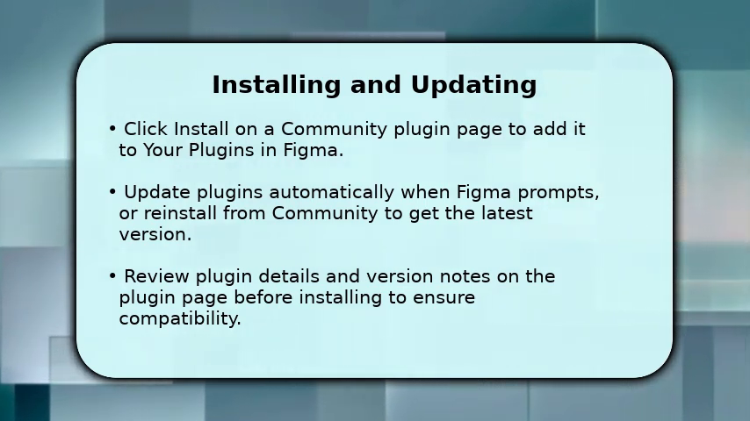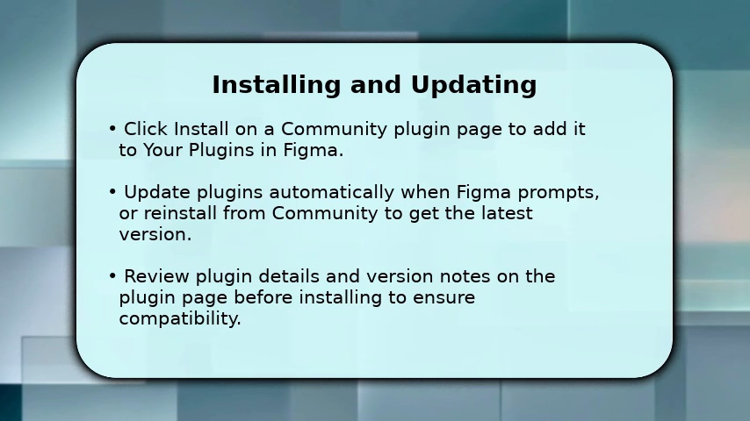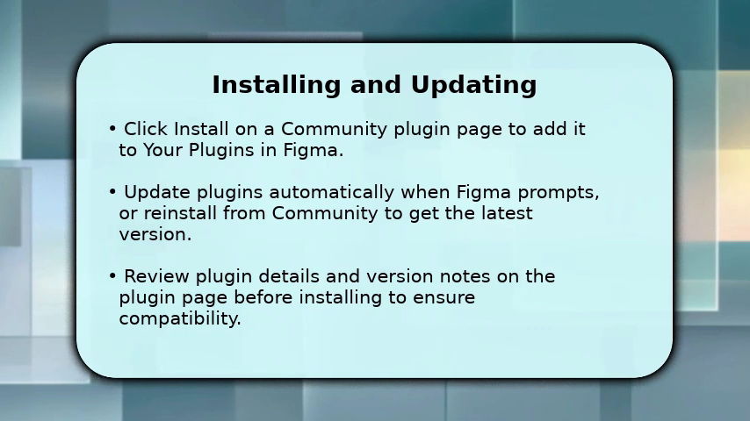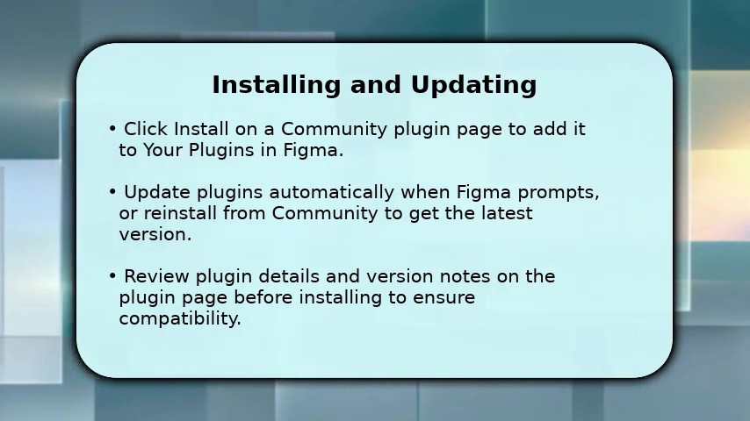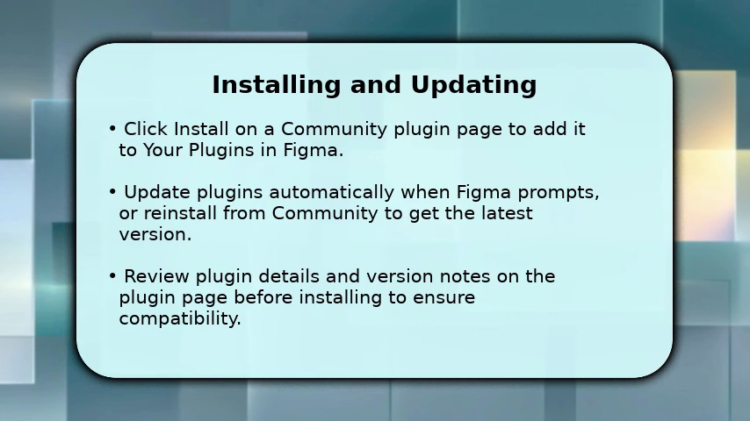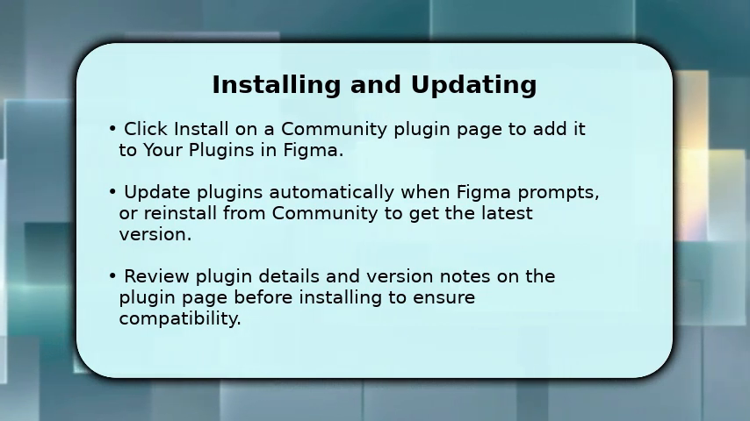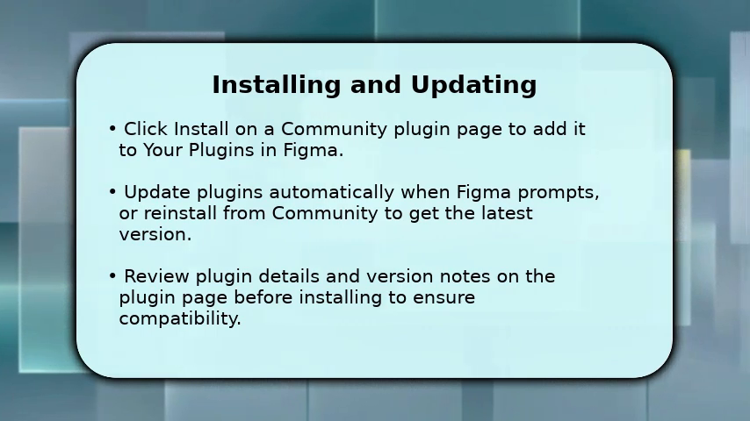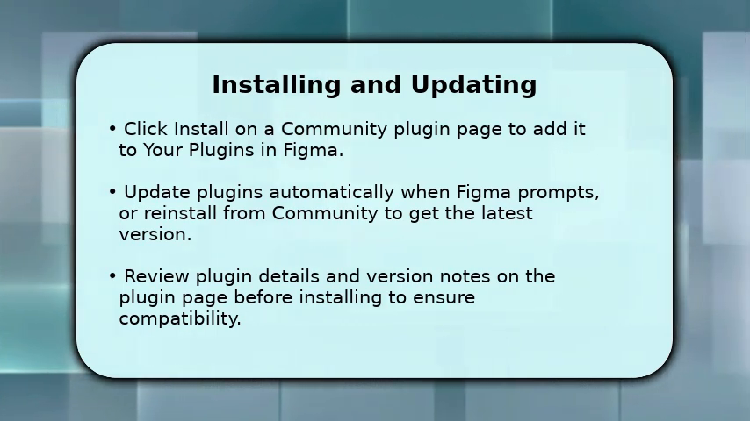Updates appear as prompts in Figma. Accept automatic updates or reinstall from Community to get the latest version if needed. Review plugin details, version notes, and author information on the plugin page before installing to ensure compatibility with your Figma version and team policies. Remove a plugin from your plugins if it no longer fits your workflow.